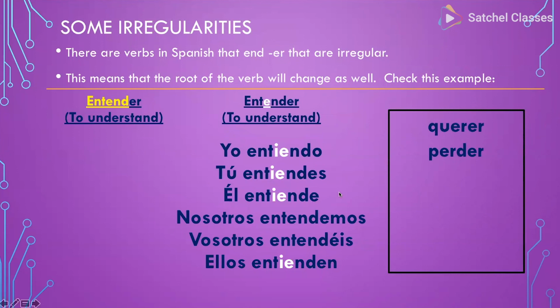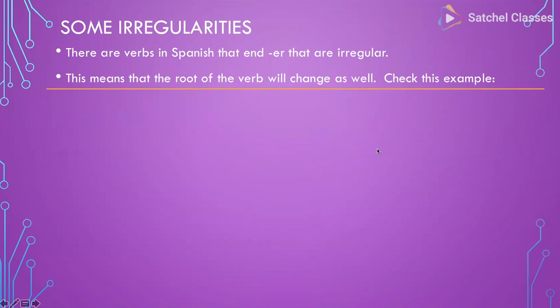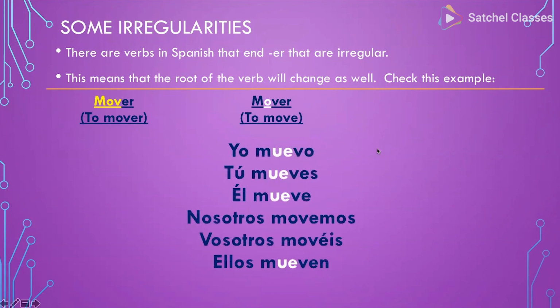Other verbs that we change like this will be querer and perder. Querer is a very important verb in Spanish, by the way. Mover is another verb that will change. Have a look. Mover. Yo muevo, tú mueves, él mueve, ellos mueven. It's another type of change that you need to become familiar with and, of course, practice a lot. Feel free to ask your teacher. Feel free to come back to the lessons again and check every single one of the slides that I'm showing you so you can actually practice.